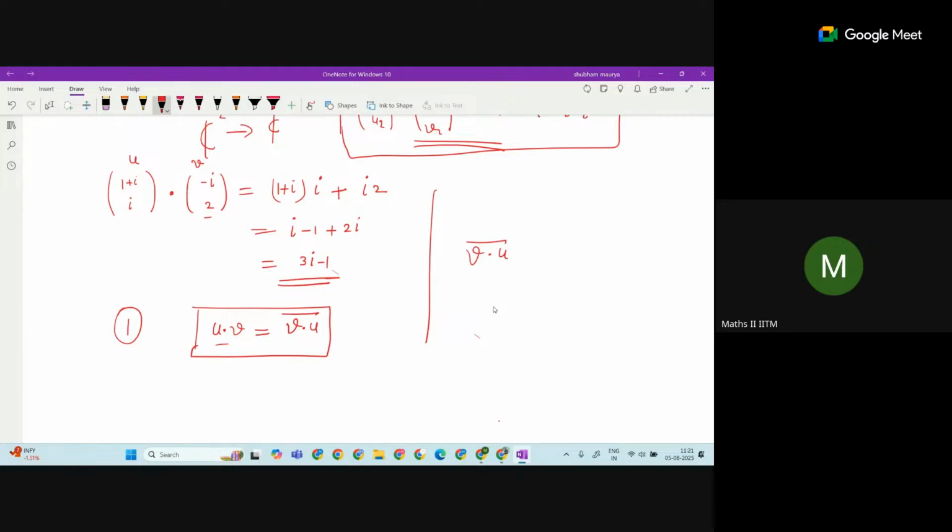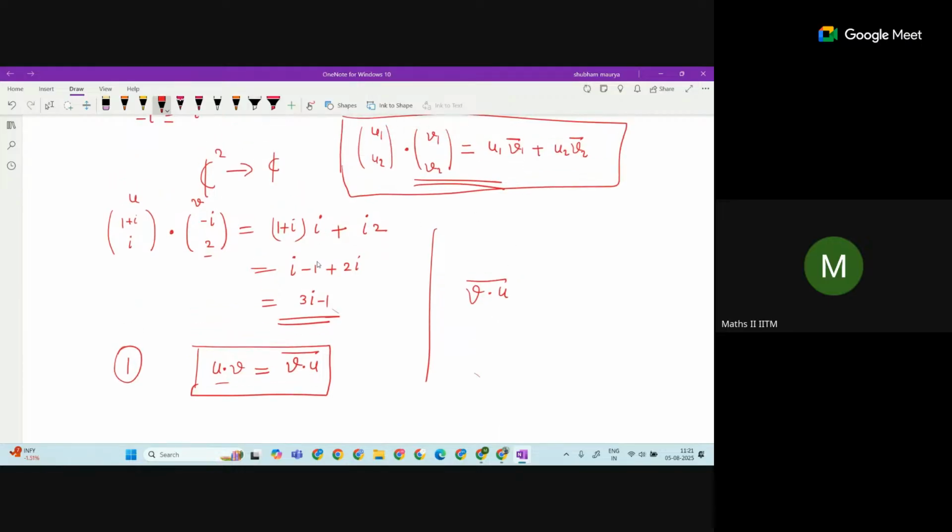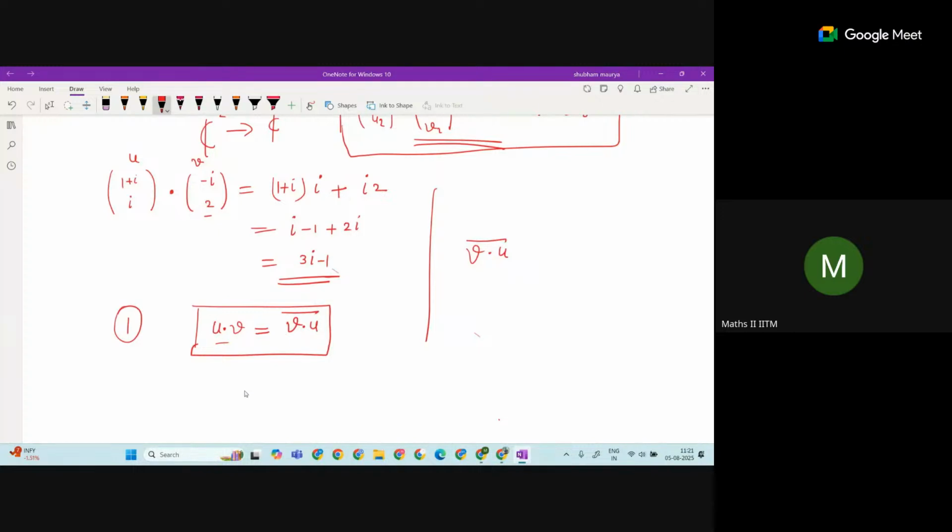Actually, in this definition, u dot v and v dot u are not the same. As with matrix multiplication, where AB is not equal to BA, the same thing holds here in the dot product. U dot v is not equal to v dot u. When will it be equal? When you do v dot u and then take the conjugate of it. That is what it means.